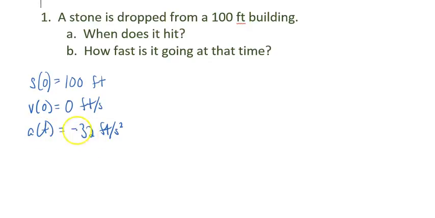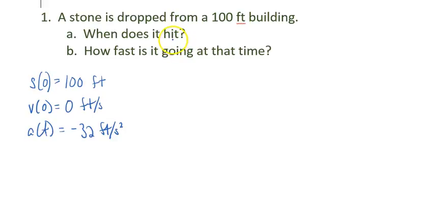But again, this last one, I'm putting a t instead of a 0 because at every second the acceleration is negative 32. It is constant acceleration. The velocity is going to change because of the acceleration, but the acceleration stays the same all the time. Now, let's look at the questions. First one is, when does it hit?